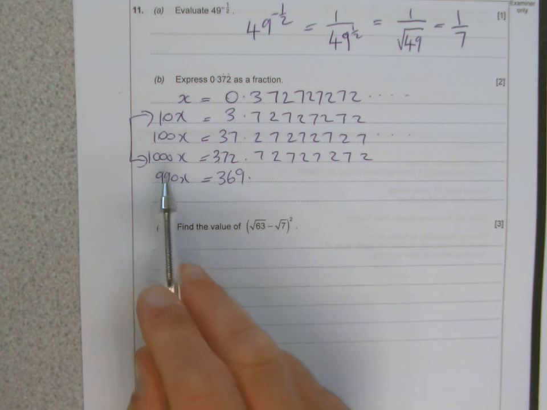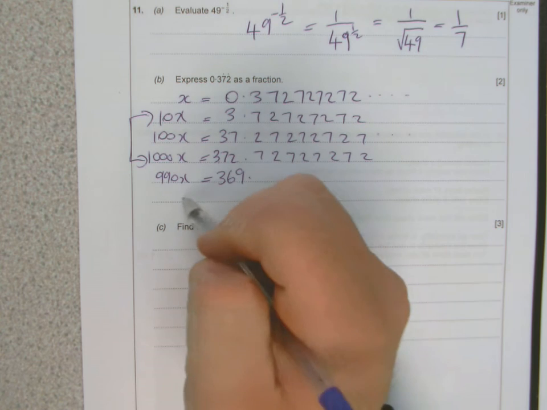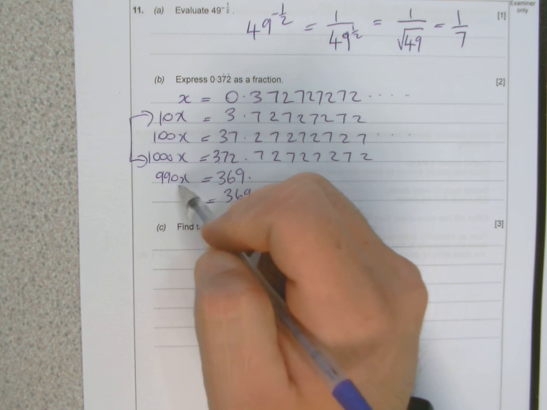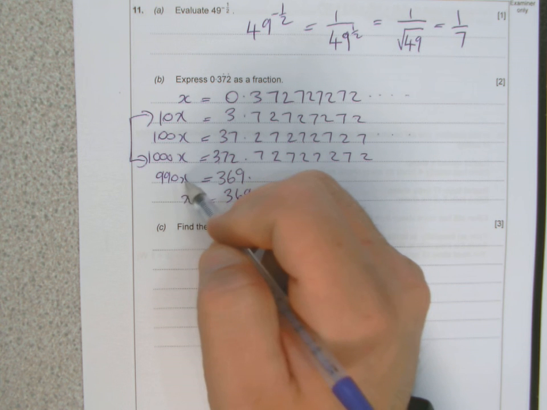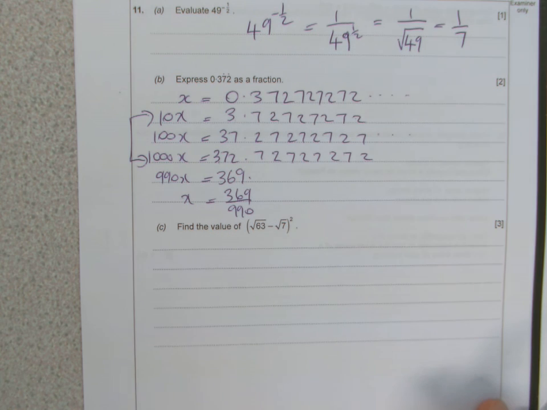So you've just got, lovely then, 990x equals 369, and to get x then, you do the fraction 369 over 990, of course. That means 990 times x, you take it over and divide. Okay, and there's our answer. All right, no need to try and simplify it. We can leave it like that.